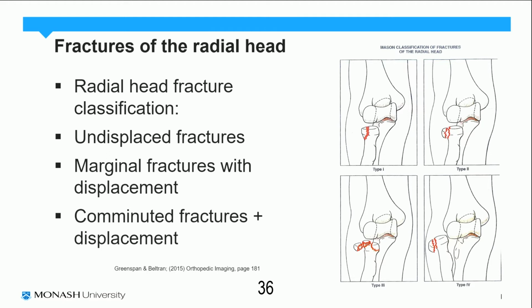Fractures of the radial head are classified according to Mason, and type 1 is where the radial head is undisplaced. Type 2 is where there are marginal fractures with some displacement, and then also when we move on to type 4 now, we have comminuted fractures, and then there is a dislocation as well.